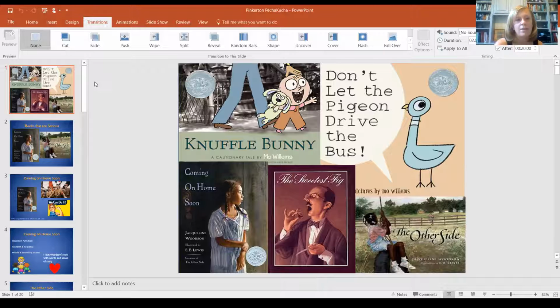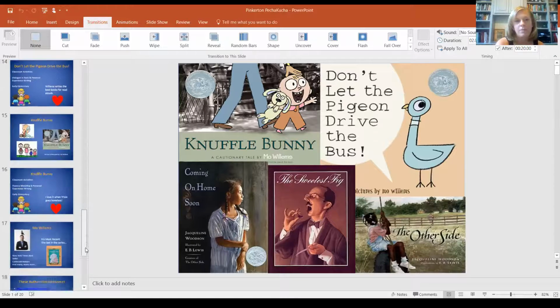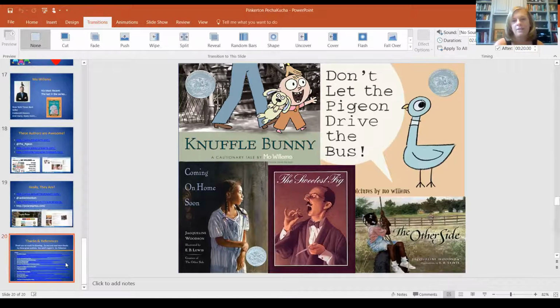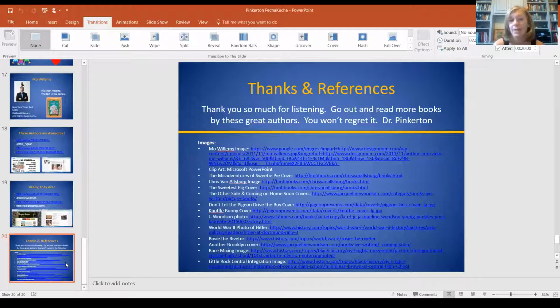And then the third thing I did is I went to the very end of my PowerPoint presentation and I made a slide that was just blank at the beginning, and every time I put a picture in, I went ahead and put the HTML or HTTP address for where I got the picture from, because I did get all of my pictures from the internet.